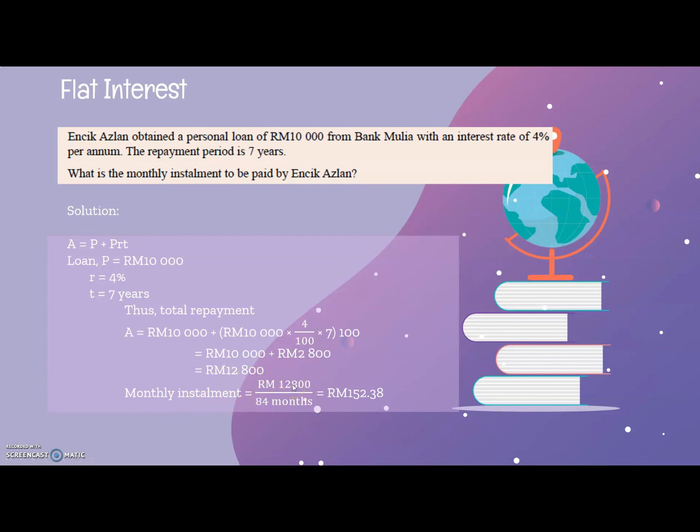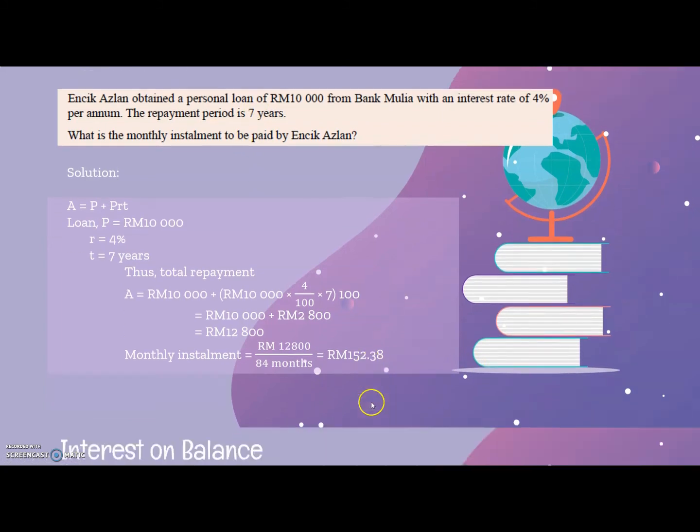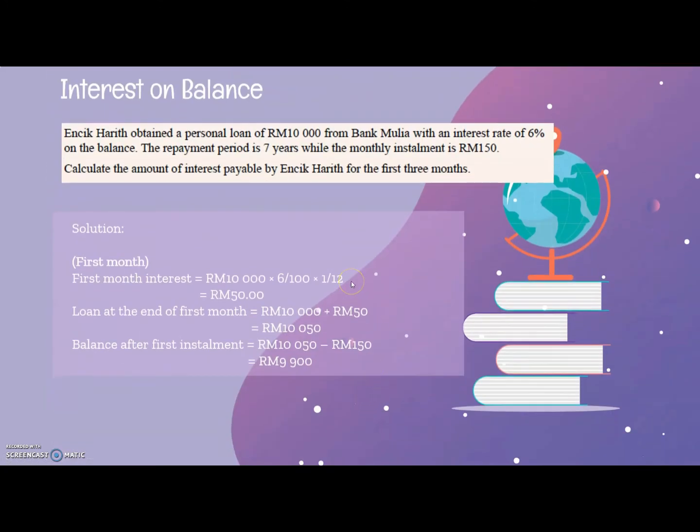RM12,800 divided by 84 months. Why 84 months? Because 12 months times 7 years equals 84, so the installment is RM152.38. Now we will see an example on interest on balance.